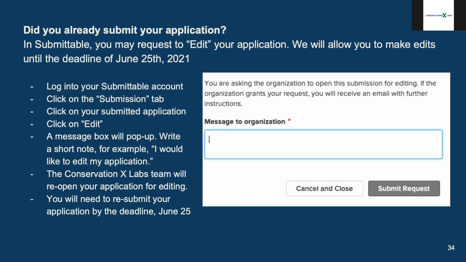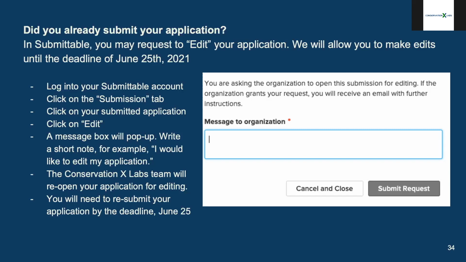Okay. So I just went through all of the essay questions, and I went through a few of the demographic questions. You may have already submitted your application. However, if you have, you can go back into Submittable, into the application platform, and you may request to edit your application. That means that we would give you access to your submitted application, so it would reopen it. The only thing is you would have to make sure that you complete all of your edits and changes and submit it by the deadline on June 25th.